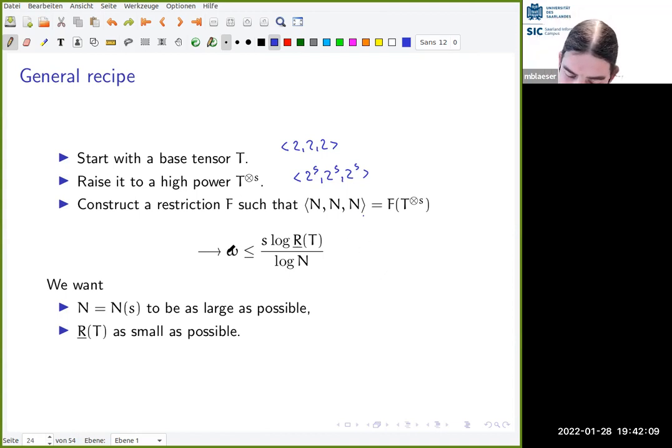What we get by this is that the exponent omega is bounded by the asymptotic rank of this thing here, of t. Unfortunately, we don't know how to bound this, so we typically bound it by s times the logarithm of the border rank, for instance, divided by the logarithm of the size of the matrix product that we get out of it. Of course, we want a good upper bound on omega, so n should be large. It's typically exponential in s, so this s will go away, hidden in the notation. So the size should be as large as possible, and of course the border rank should be as small as possible, because we want an upper bound.